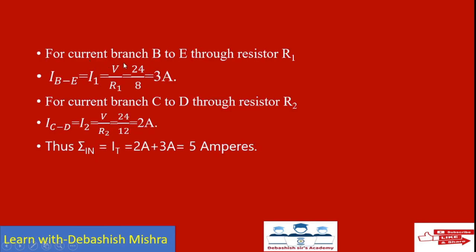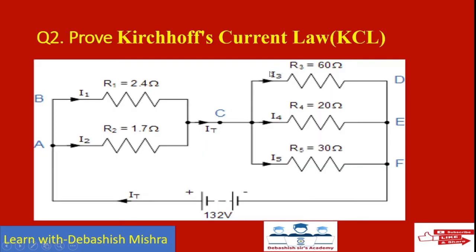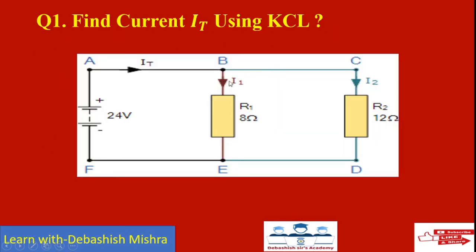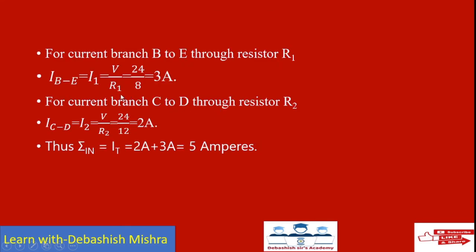For the current in branch BE through resistor R1, BE means this branch, we have to find I1. This is a parallel connection, so whatever voltage is here, the same voltage you will get here, so you calculate IBE or I1 equal to voltage by R1. Voltage is 24 divided by 8, resistance is 8. You will get 3 ampere.